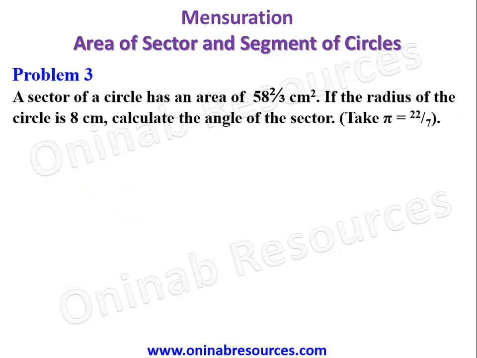We go to problem 3. For problem 3, a sector of a circle has an area of 58 2/3 square centimeters. If the radius of this circle is 8 centimeters, calculate the angle of the sector.